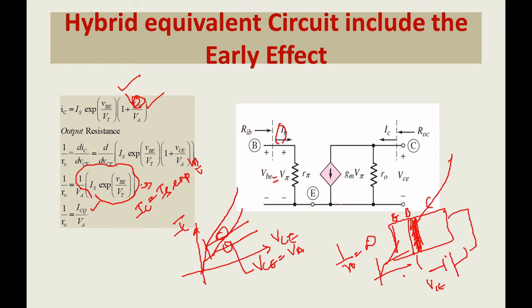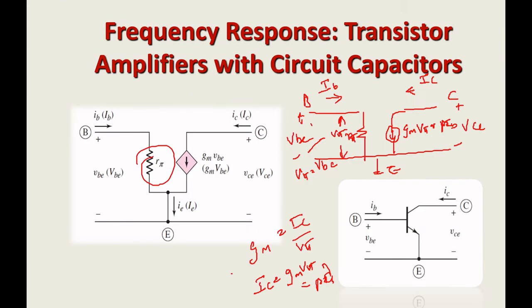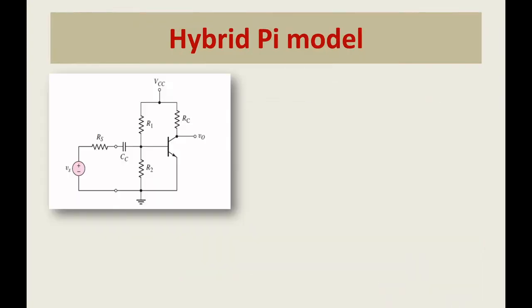Here you can see the R0 I have included. The R0 is your resistance because of the change in the IC with respect to the VCE when you are considering the early voltage. If R0 is infinity, that will be considered an open circuit. If you are taking the early effect into consideration, you will be adding that R0 in your model. Otherwise I can remove this R0 by considering R0 as infinity. That's all. So with the early effect, the previous model is without early effect. That's it.